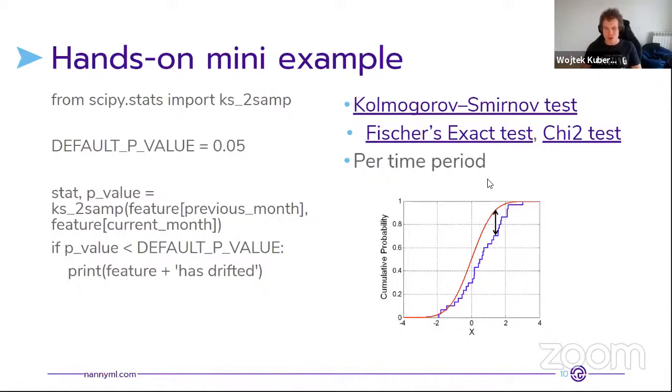To give you a quick overview of how the KS test works, it takes two distributions. It looks at the cumulative distribution, and then it basically computes the area between those two. And if it's sufficiently big, it tells you that there is drift in the data.